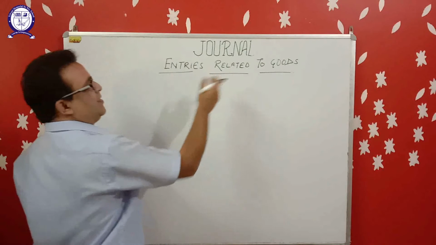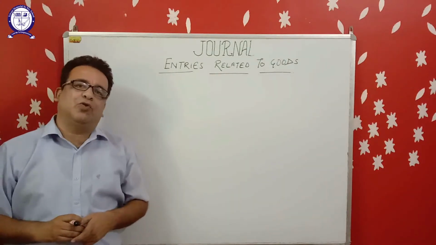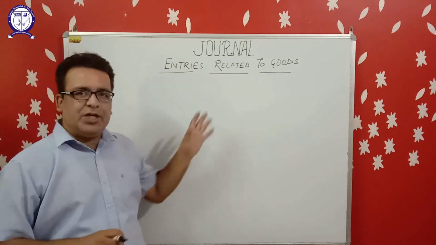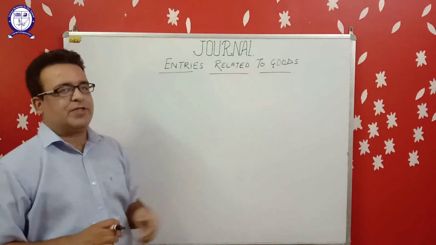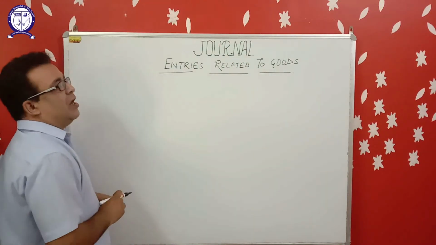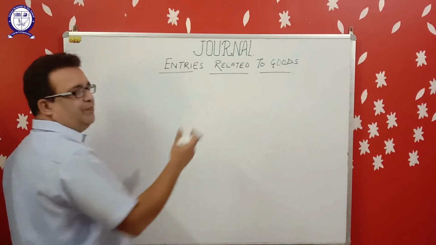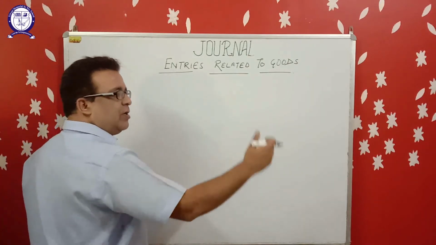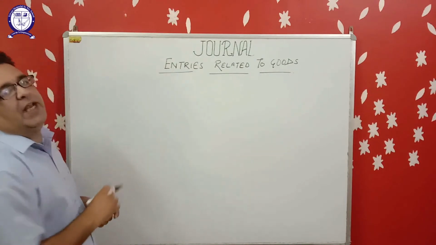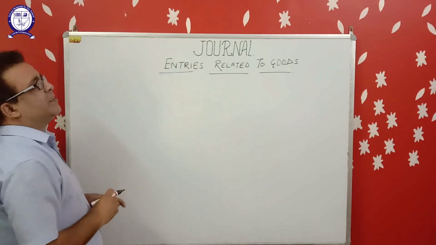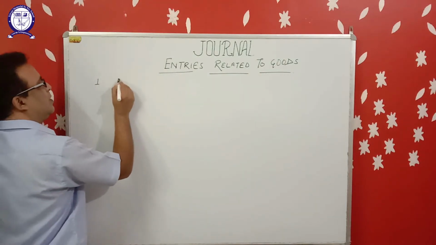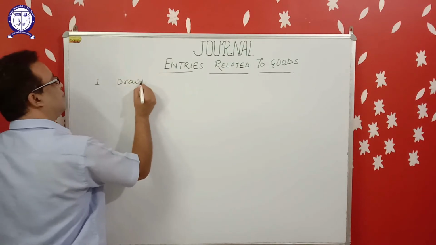Now the next point is entries related to goods. There are some entries in addition to the purchase of goods or sales of goods, in which the goods are reduced. Goods is going out from the business, but not in the form of sale. So let us discuss. Number one, drawing in goods.